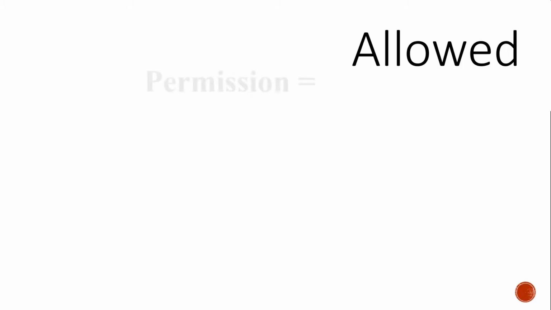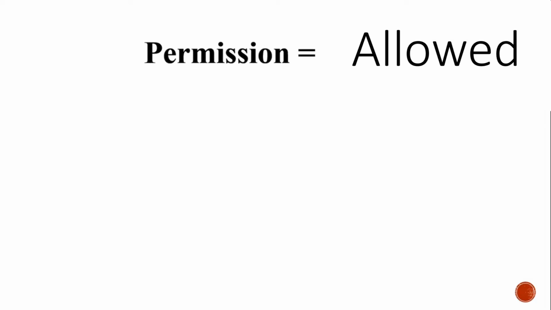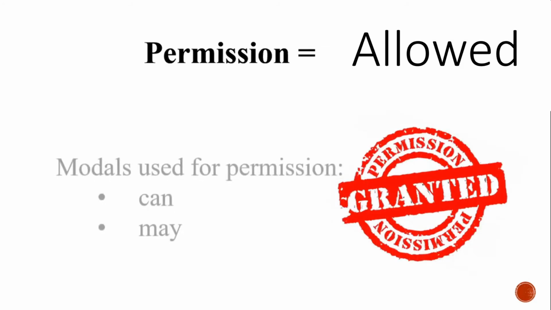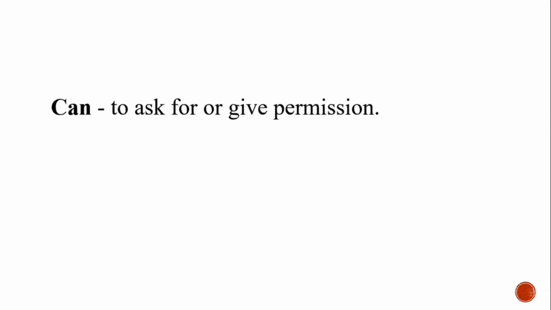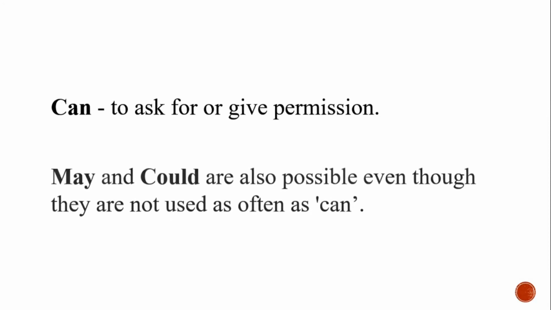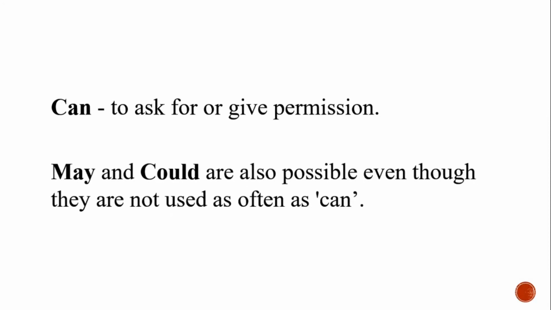Let's start. Permission. It's okay, meaning you are allowed to. Modals used for permission: can and may. Can is most often used to ask for or give permission, but may and could are also possible even though they are not used as often as can.